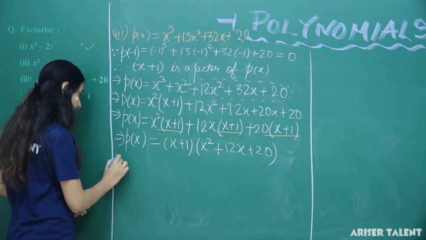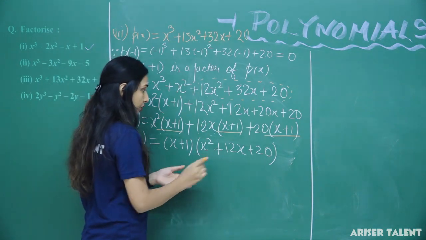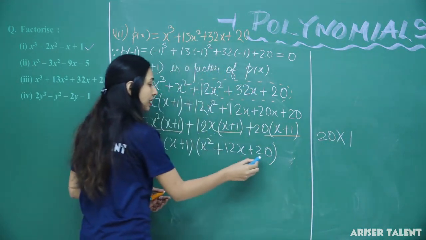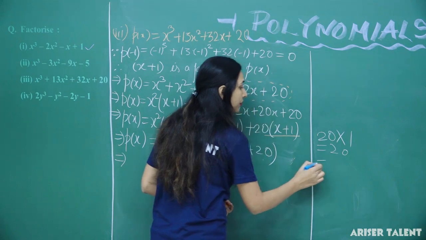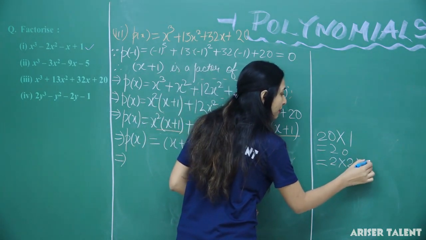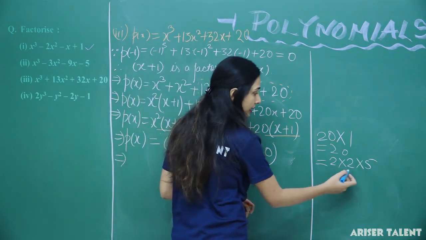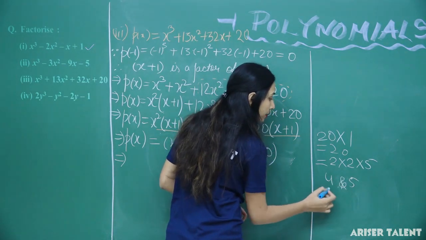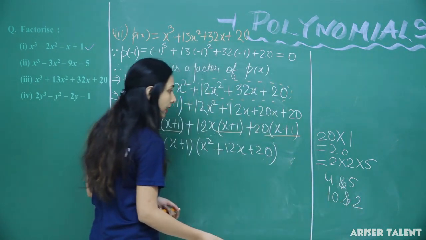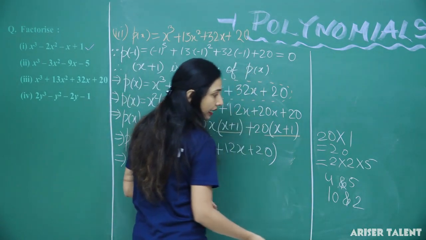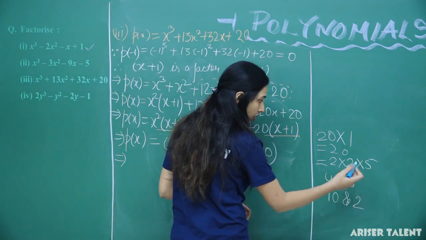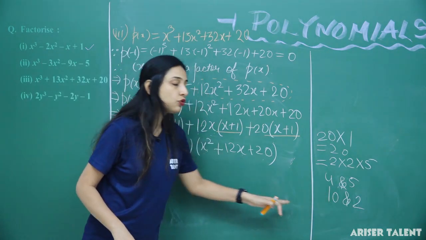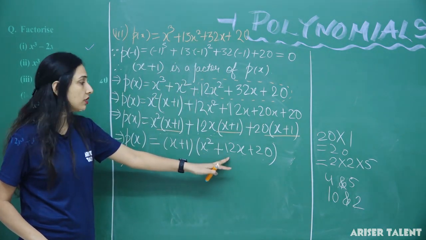Now you are having this 12x here and 20 here, so 20 multiplied by 1, this c multiplied by this a is 20, and the bifurcation of that will be 2 multiplied by 2 multiplied by 5. So basically factorization can be 4 and 5, 5 4s are 20, 10 and 2. So that is again 20. So 5 plus 4 is 9, no, 10 plus 2 is 12. So you can use this 10 plus 2 here.